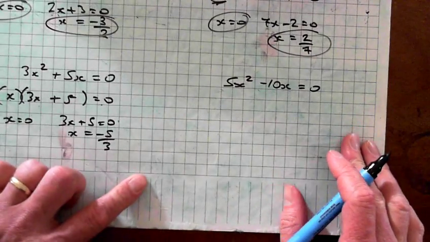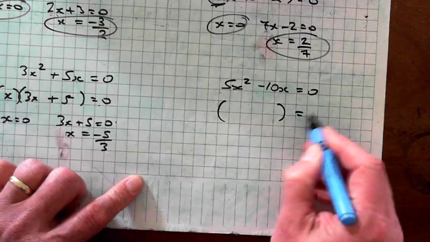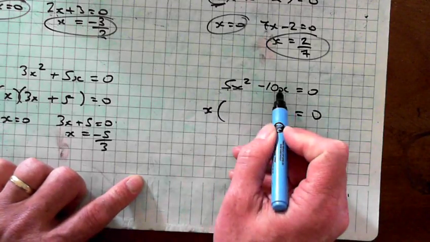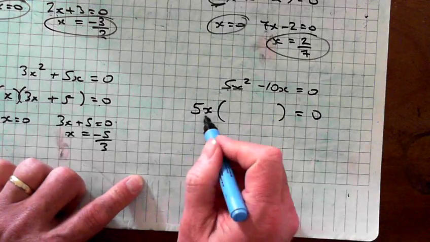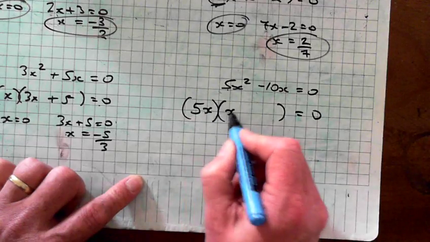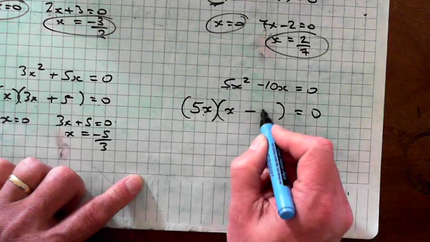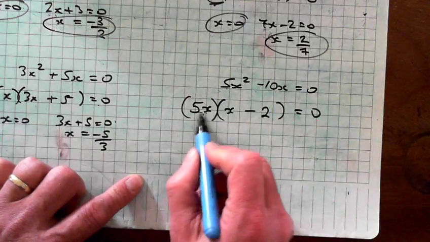Now the next one, slightly different. Well, first of all, I can take an x from both sides, but I can take something else. 5 will divide into 5, and 5 will divide into 10, won't it? So I can take a 5x outside the bracket. 5x times x is 5x squared, and 5x times 2 is 10x. So now we've got 5x is equal to 0.